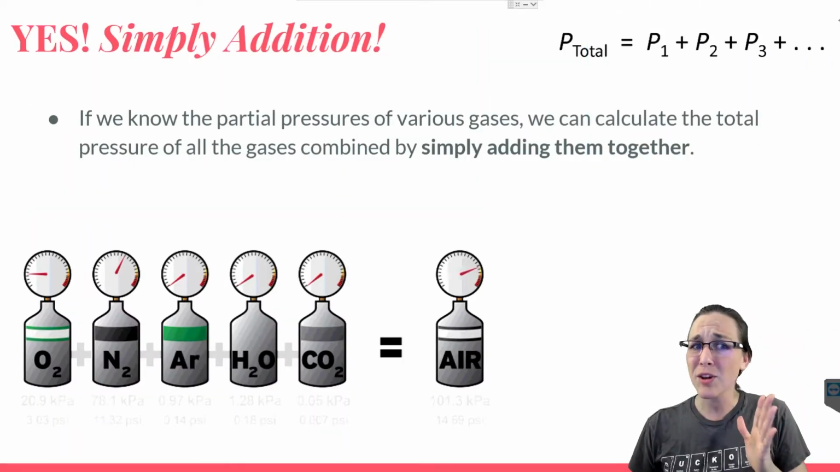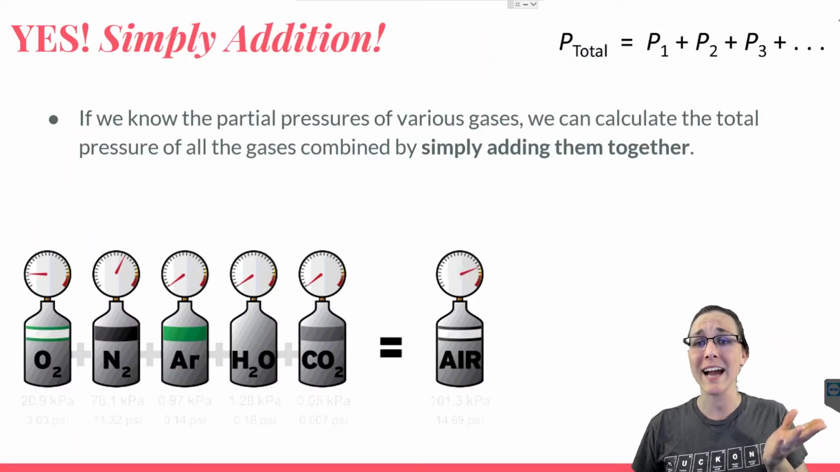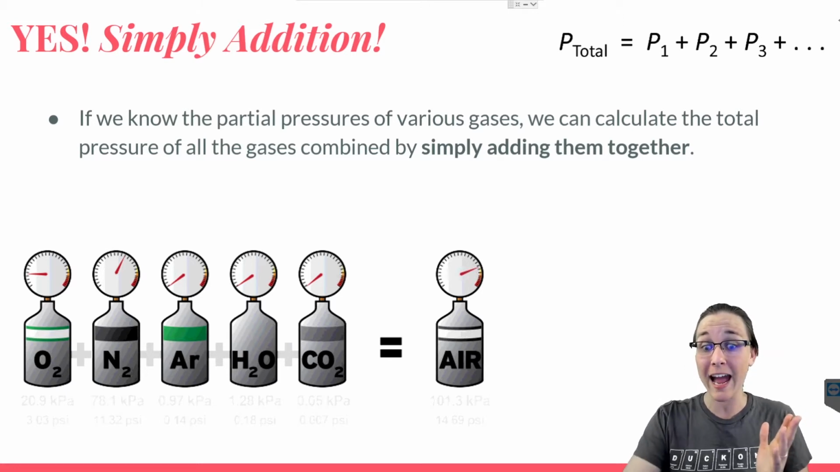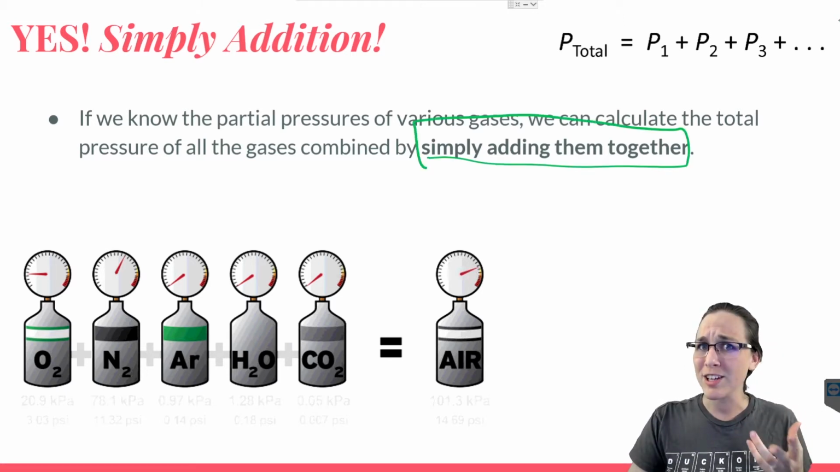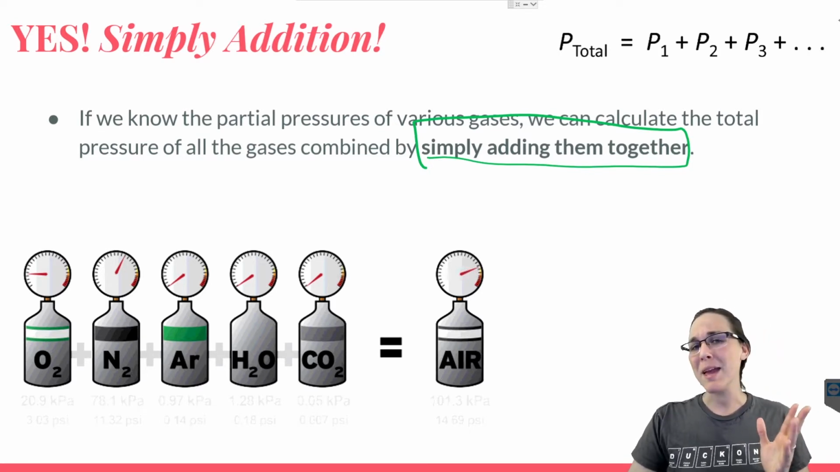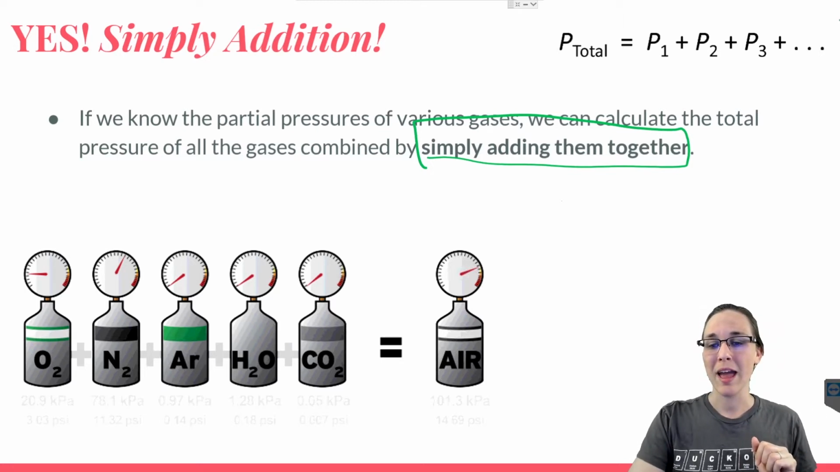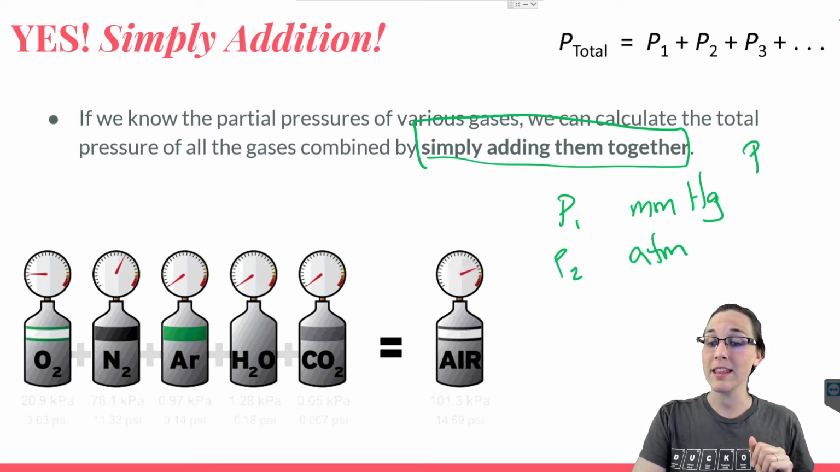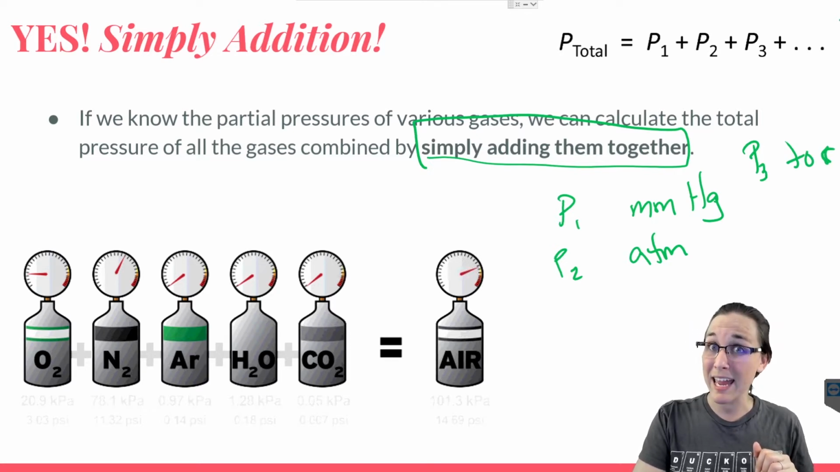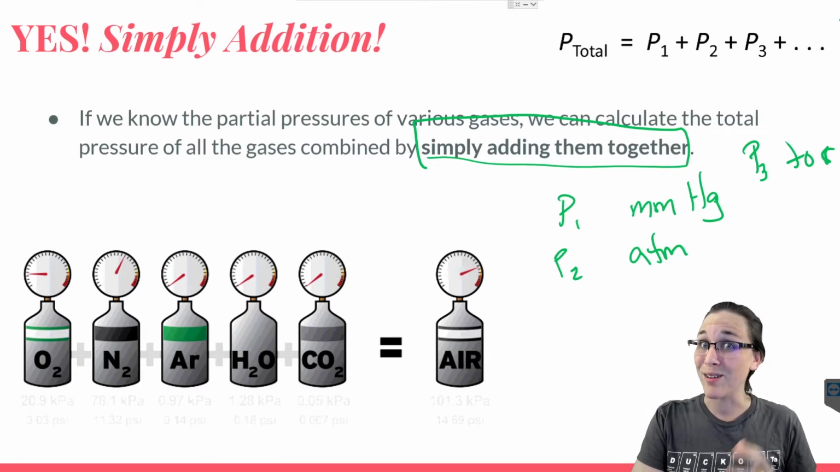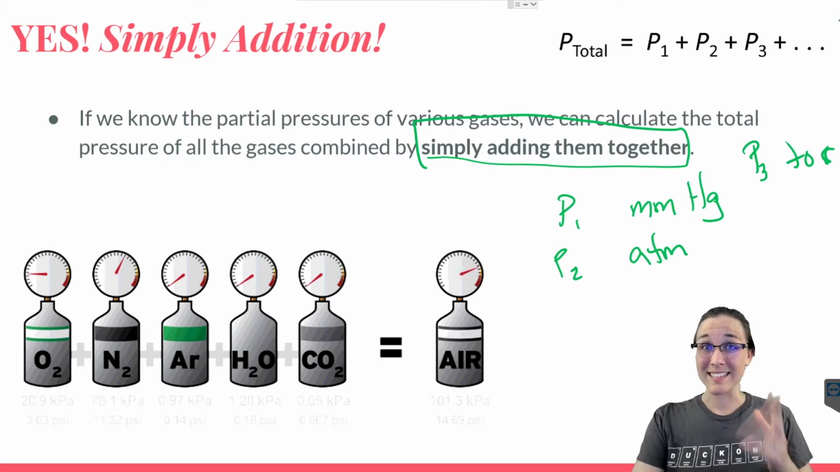So basically, if you're given the partial pressures of various gases, you literally just add them together. Of course, a common wrench that you might encounter in this scenario that seems oh so easy is that maybe they give you partial pressures in different units of pressure. So maybe they give you a P1 that's in millimeters of mercury, a P2 that's in atm, and a P3 that's in torr, in which case you would have to convert them all to be the same unit before you can add or subtract them. That's about as complicated as this kind of problem can get.